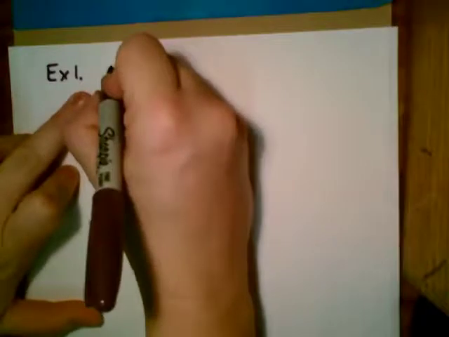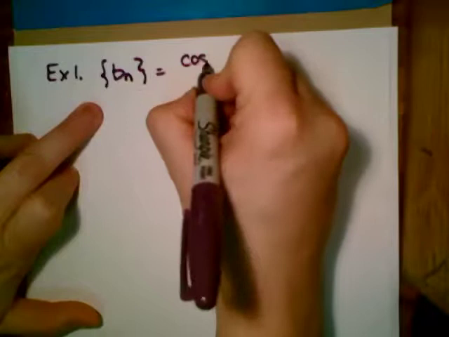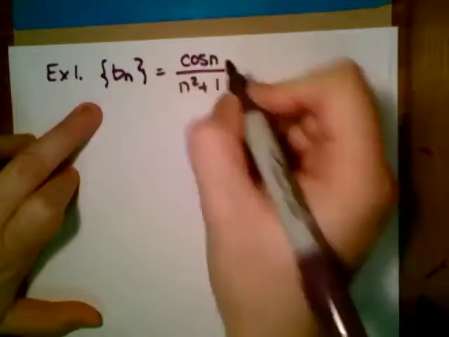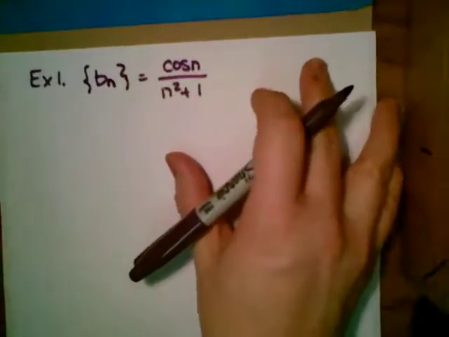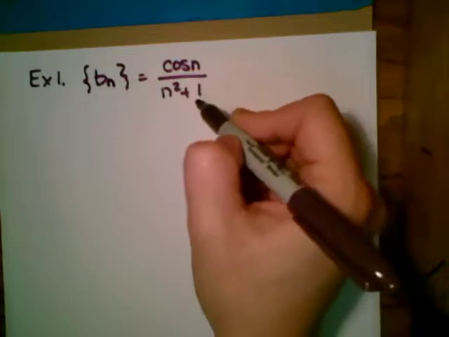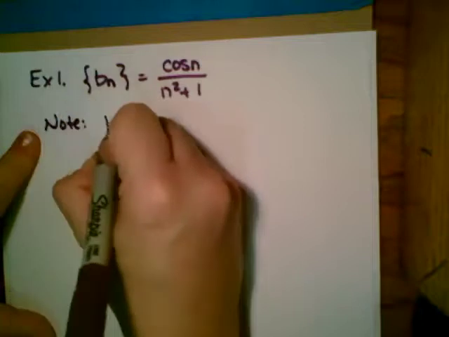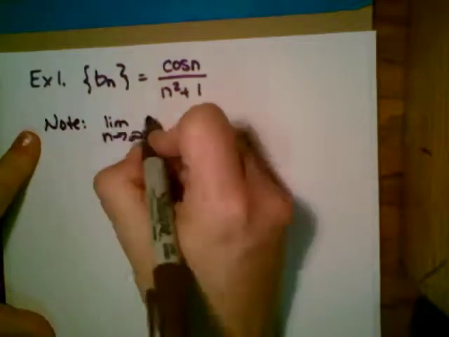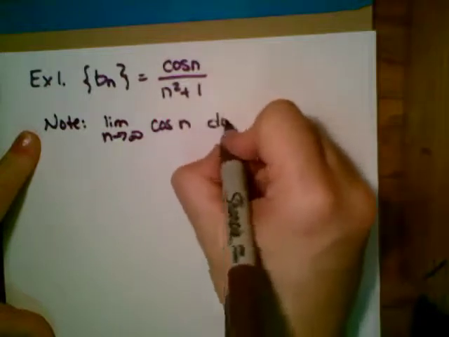Our example of using the squeeze theorem to prove that a sequence converges. We're going to consider a sequence we'll call B sub n, and it'll be cosine of n over n squared plus 1. L'Hopital doesn't apply. We cannot take the derivative of the top and bottom to help us find this limit. Because, and we can note this, the limit as n goes to infinity of the numerator just does not exist at all.